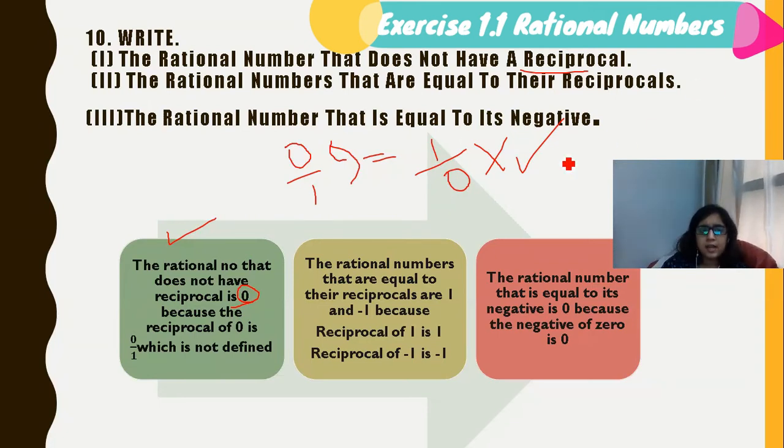So our second part is the rational numbers that are equal to their reciprocal. We have to find two numbers there. In the first part, we had to find only one rational number, that is 0, which we have already found. In the second part, we have to find those rational numbers which are equal to their reciprocal. Means if we find the reciprocal of that number, it will match the same number. I will solve it for you.